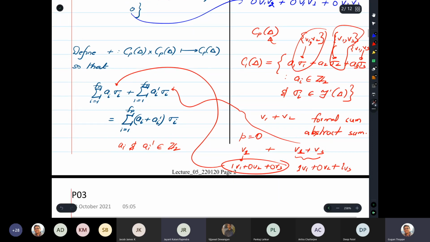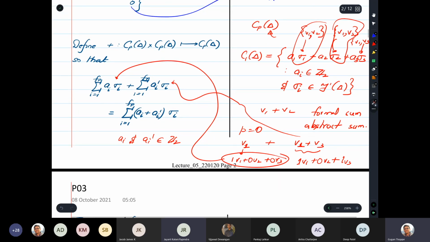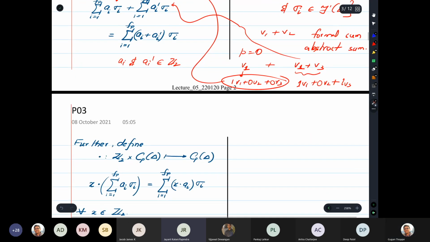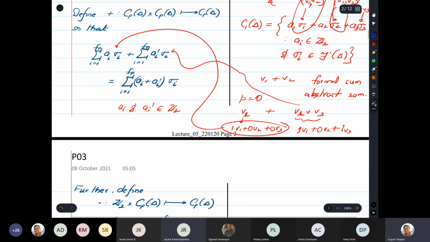Let me pause here for a second or two. If you have any question on how we have defined this addition operation, please ask. Let me know if you have any questions on this addition operation we have defined. Is this okay?